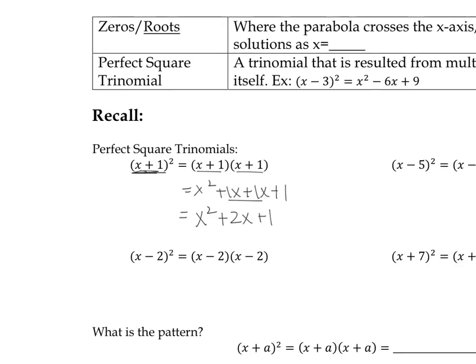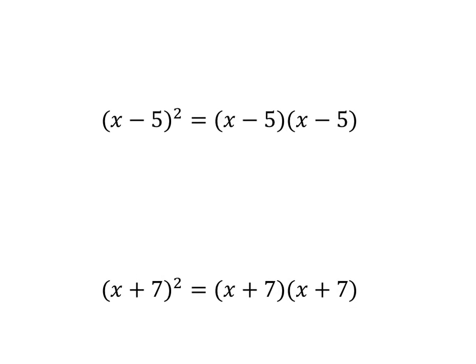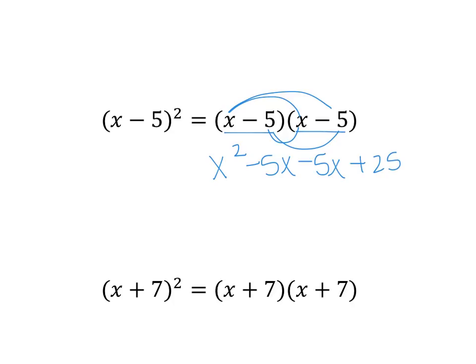If I move my screen over and we work on this next problem, we've got the same thing times itself. This time it's x minus 5 squared. So we'll have x squared minus 5x minus 5x, and then negative 5 times negative 5 gets me that positive 25. If we combine those like terms again, we'll have x squared minus 10x plus 25. Some of you may be noticing a pattern. We're going to keep going.